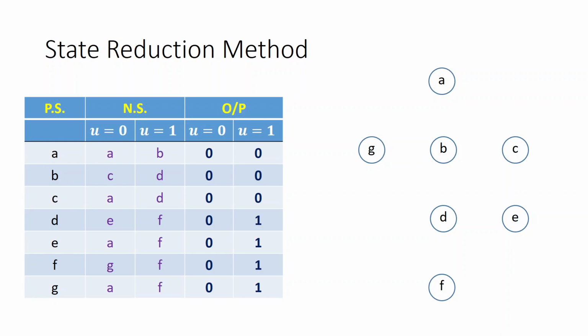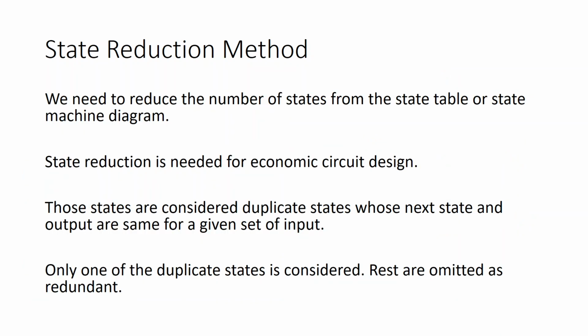So given a problem, you have identified so many states, and you have drawn up the state table or the state diagram, whatever. Now it might so happen that some of the states are redundant in nature. Okay, some of the states are redundant in nature. So in that case, they have to be removed. So that is the state reduction method. So let us go about the steps first.